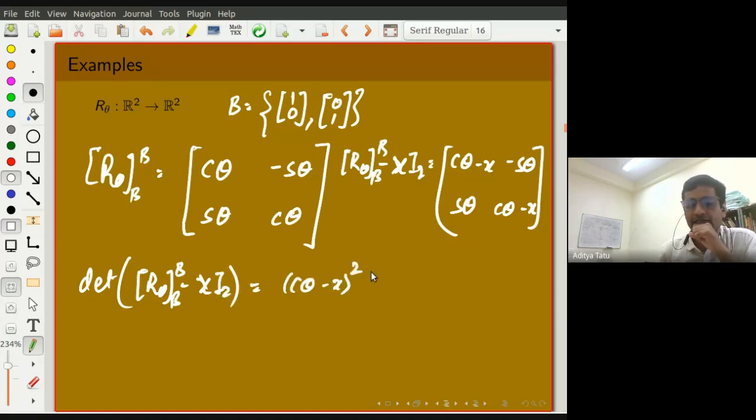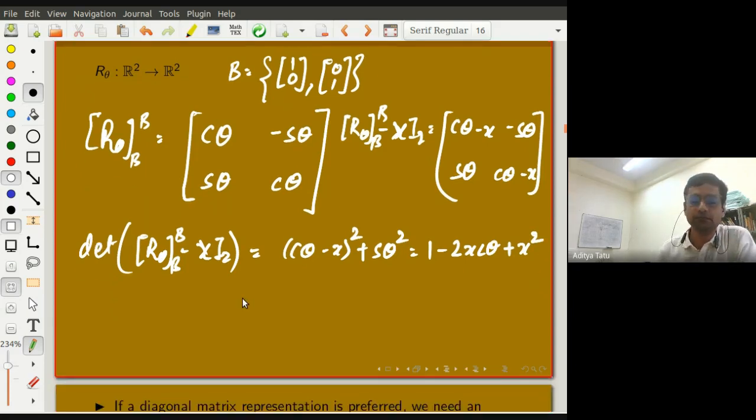Cos theta minus x squared plus sin theta squared, right? Yes, sir. Which is equal to cos squared theta plus sin squared theta, which is 1, plus x squared, or let me write it in increasing order of degree: 1 minus 2x cos theta plus x squared. So what are the roots? What are the eigenvalues basically?